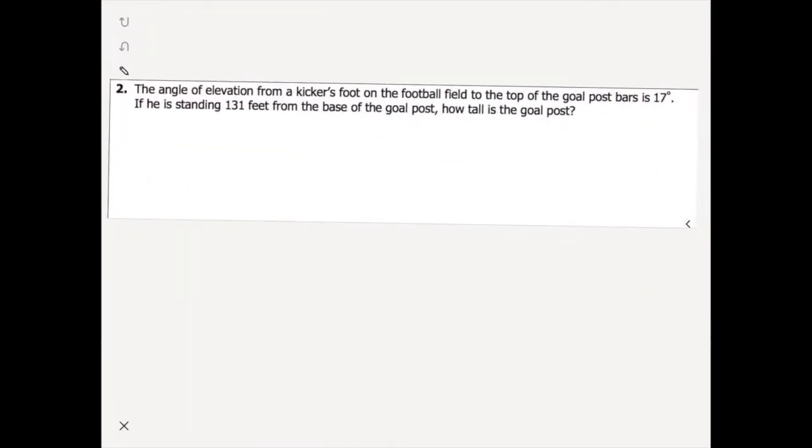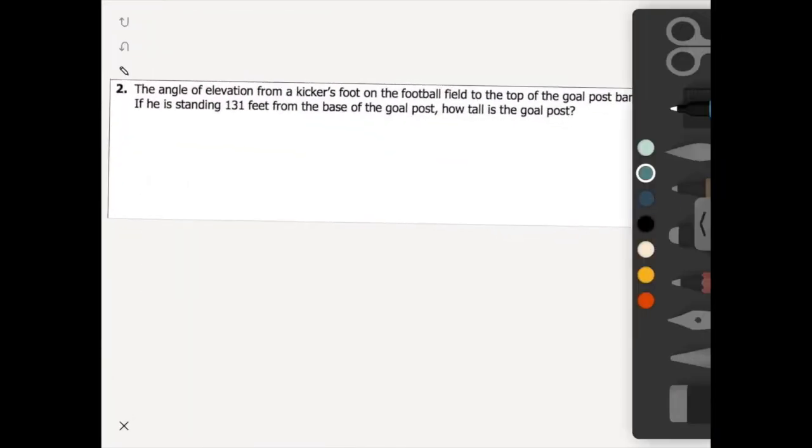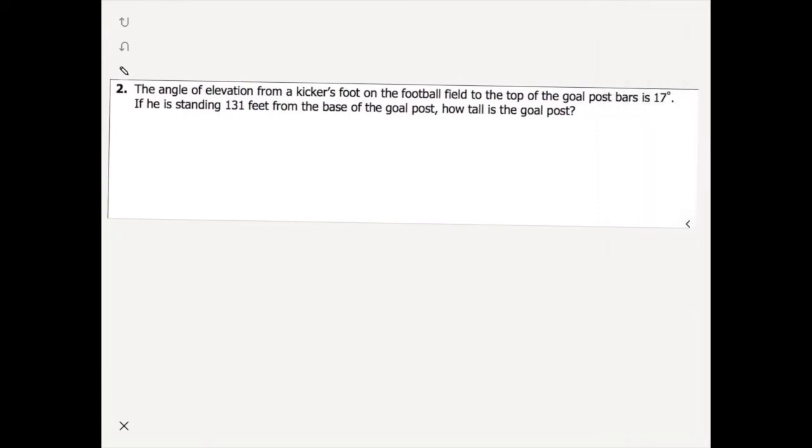Let's try another example. So number 2, this says the angle of elevation from a kicker's foot on the football field to the top of the goalpost is 17 degrees. If he is standing 131 feet from the base of the goalpost, how tall is the goalpost? So first I'm just going to draw my kicker. This is my kicker. My kicker is looking at the top of the goalpost. I'm going to try and draw a goalpost.